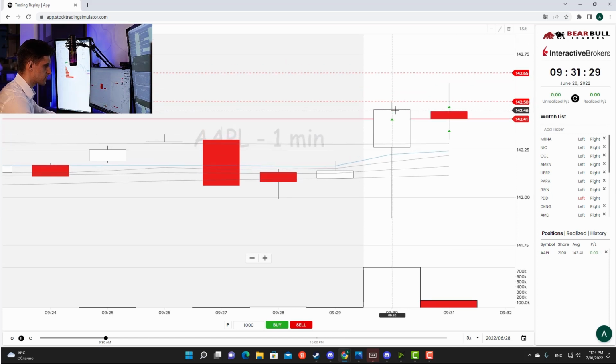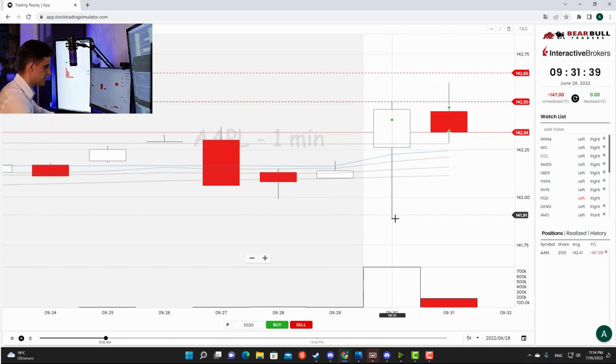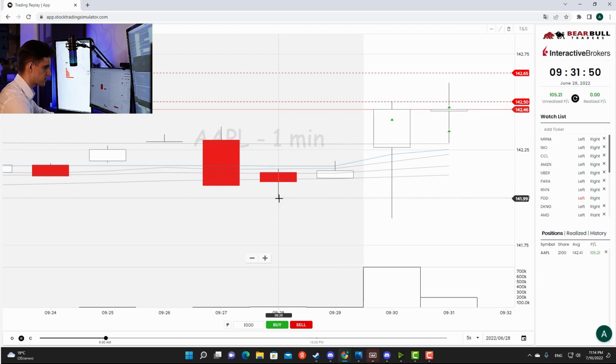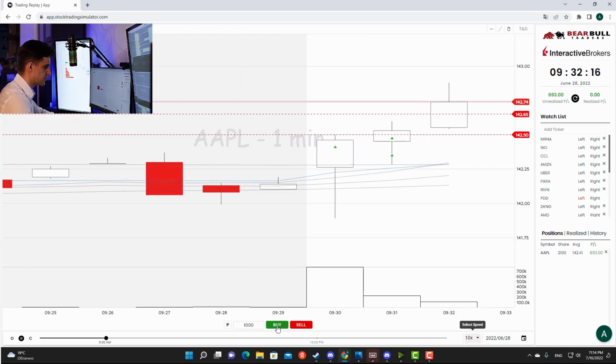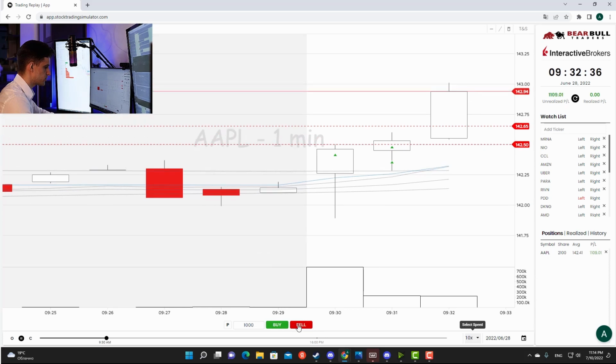So initially I'm playing it to the long side at 142.46, having a stop loss somewhere down here at 141.99. Then I'm adding to my position in this minute. You could even add on this. I was slow, unfortunately, to do that.